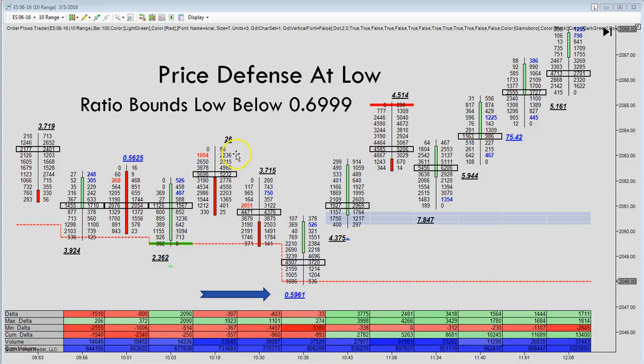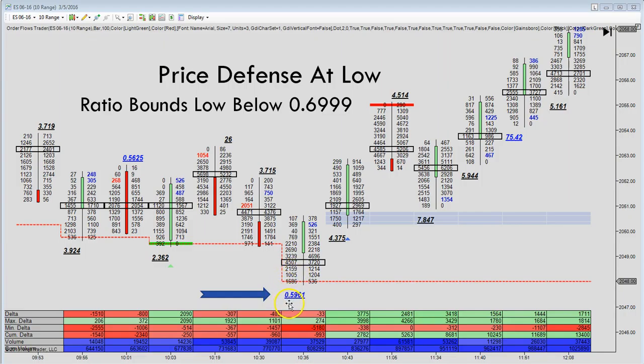Okay, so price defense. Ratio bounds low is going to be a number below 0.699. And okay, if you're looking for a price that's going to be defended either at a low or at a high, you want to see a ratio bounds low. And it's telling you a couple things. It's telling you that there's stopping volume in the market, that at a low, the market is being supported. At a high, that the market again has sellers up there.